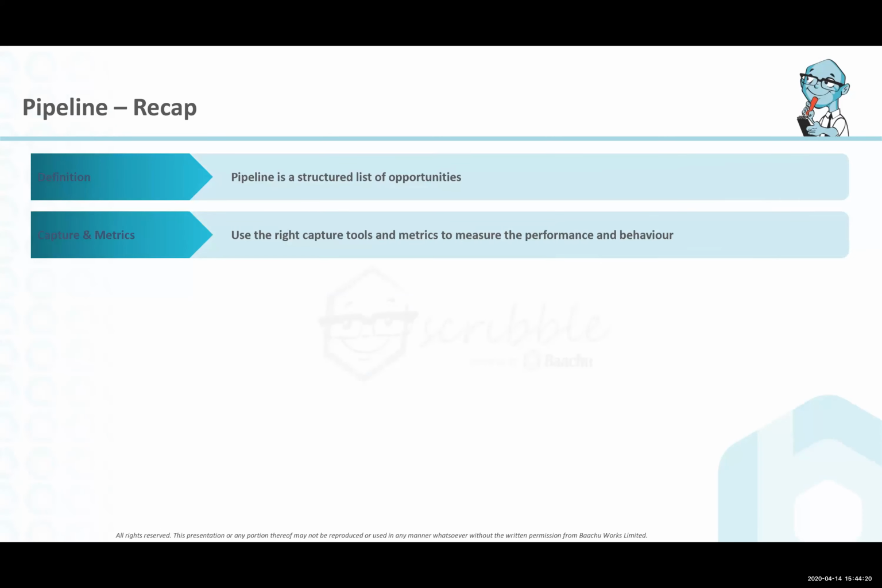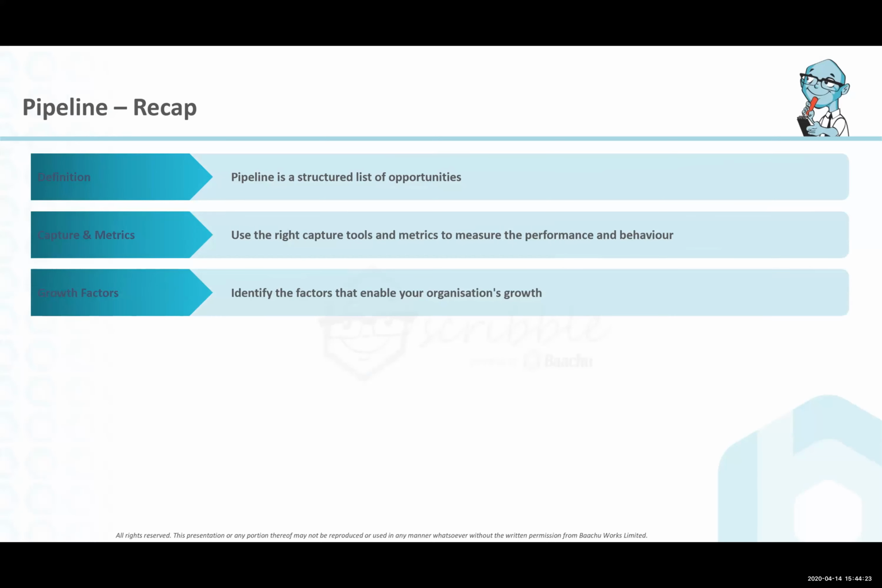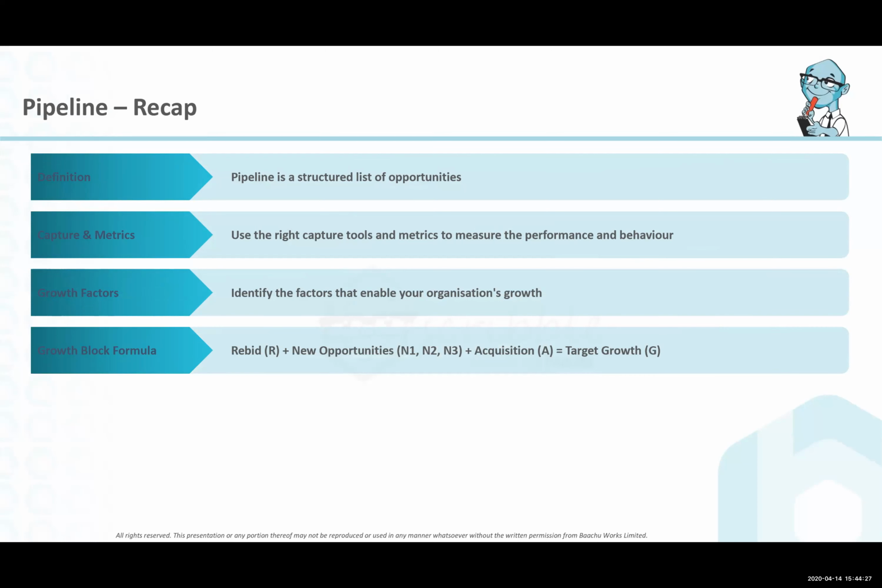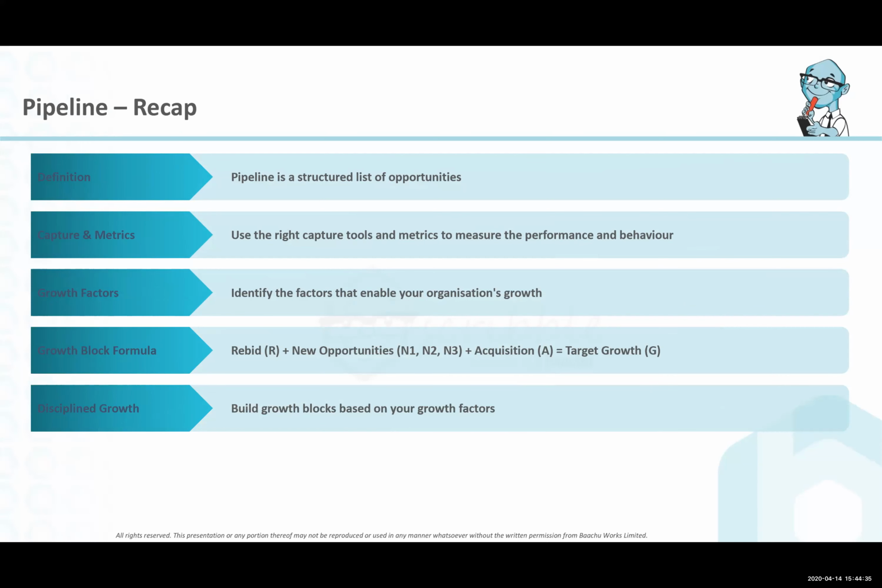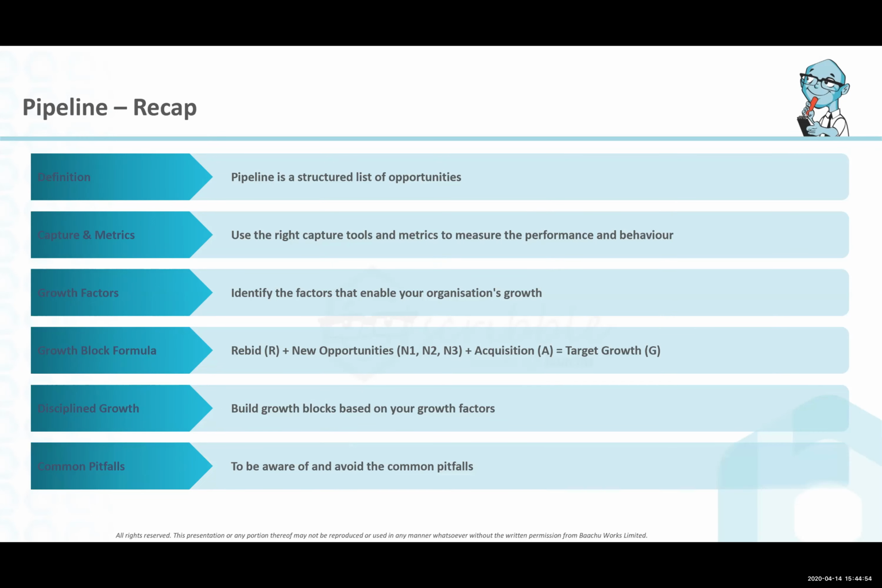So going back, the pipeline is a structured list of opportunities, and what the opportunities are depends entirely on your company. Have a look at what tools you use to measure the performance and the growth factors, as I mentioned, which is the culture of your company, and what the different types of opportunity are that they're doing. And most importantly, you build your growth blocks based on your growth factors, which is predominantly what's the profit, what's the revenue, and what are the other elements that you're looking for.